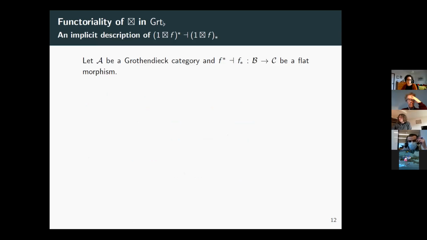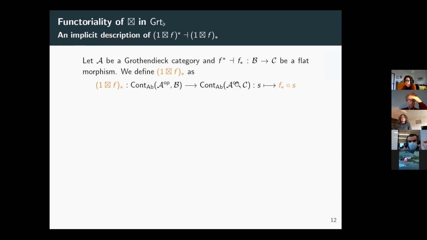Well, we have an implicit description of this adjunction, and it's given as follows. I will give it for just tensoring on one variable, then you can extend it to two variables just by composing. So it's not a problem. Let A be a Grothendieck category, and take a flat morphism F, where the direction is the one of the right adjoint. We define the right adjoint identity of A times F as follows. It has to go from the product of A times B to the product of A times C.